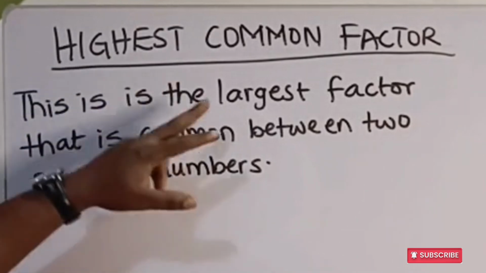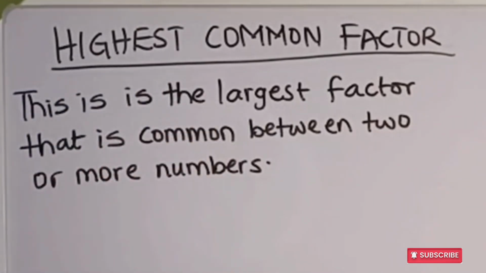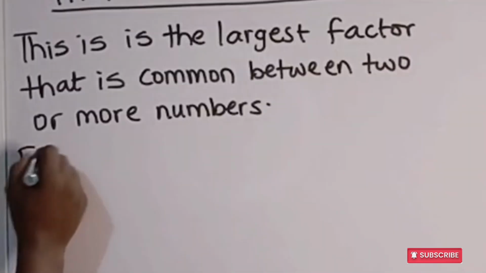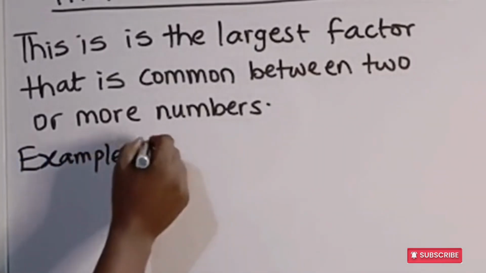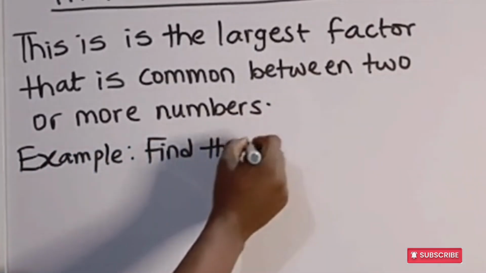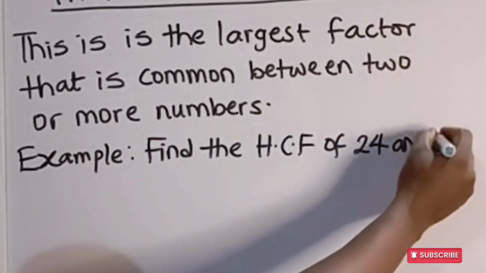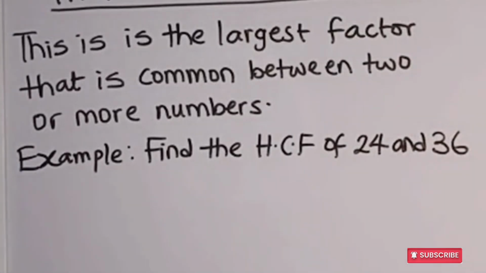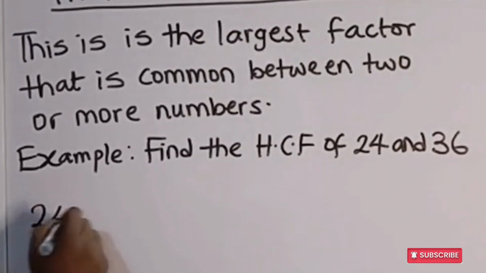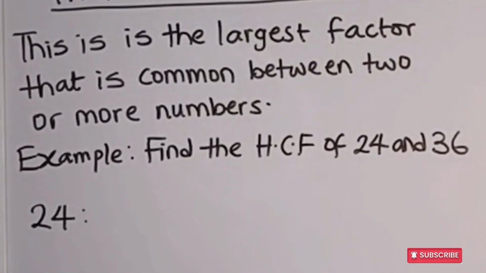Let's find the highest common factor, the H.C.F of 24 and 36. So there are two ways of doing it, but let's look at the one way, which is not the common way of getting it done, but let's just look at it. Let's consider 24. Let's write down all the factors of 24.